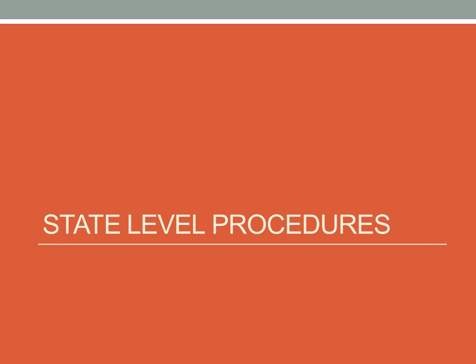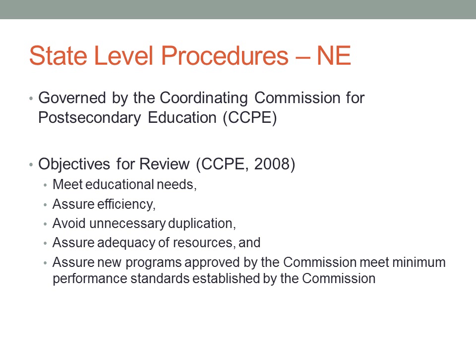Next, we'll discuss the state-level procedures for new program approval in Nebraska and Kentucky. Although these procedures are quite similar, some notable differences exist. The program approval process at the state level in Nebraska is quite straightforward. The Coordinating Commission for Post-Secondary Education has legislative authority granted by the state to authorize new instructional programs. The Commission works with colleges and universities and governing boards to evaluate new program submissions.